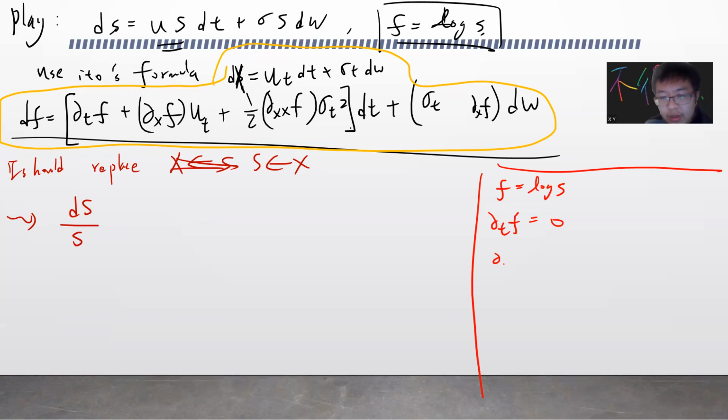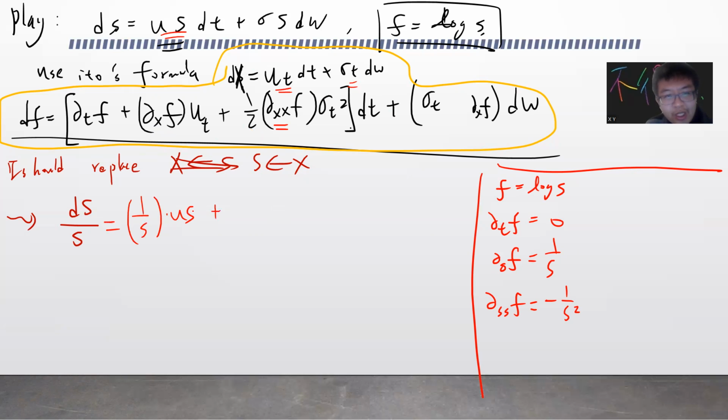Partial s f is 1 over s, and then we need the second derivative, so we have partial ss f. Now x is replaced; x and s are the same. A partial x f will give me 1 over s. Now mu t is basically mu s, so the s cancels. Good. Plus sigma t.